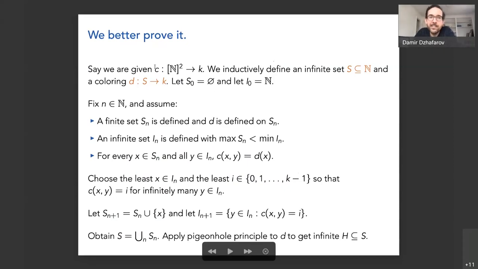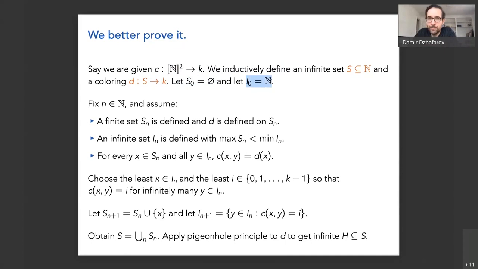Okay, so let's say we are given this coloring of pairs, right? This is one of these colorings of increasing pairs of numbers. What we're going to do is define an infinite set S, and a K coloring of S, not of pairs in S, but of singletons in S, right? So this is looking like the clique principle. This is looking like the pigeonhole principle. Okay, so we do this inductively. We're going to start with S0 being the empty set, and we're going to define an auxiliary set, which is just the complement.